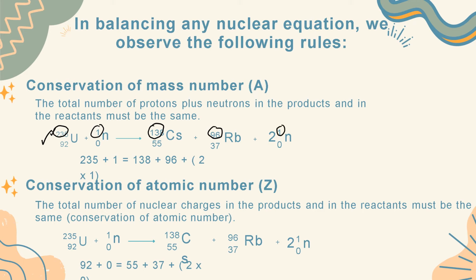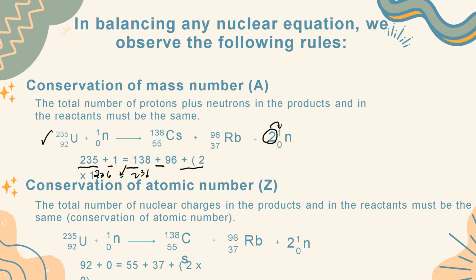So, let's have it sa reactant muna. Sa reactant natin, we have 235 plus 1. That is equal to, dito sa ating product side naman, 138 plus 96 plus 2 times 1. So, tingnan natin kung pareho ba sila. So, 236 yung nasa reactant side natin. Tingnan natin kung parehong 236 yan. So, that is also 236.